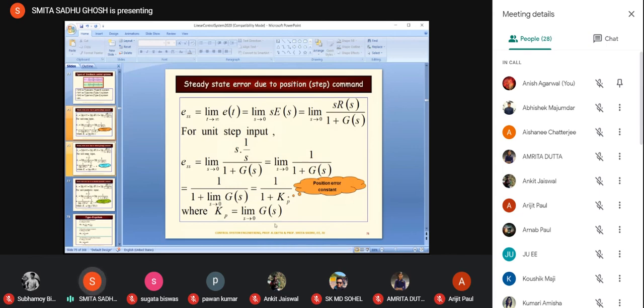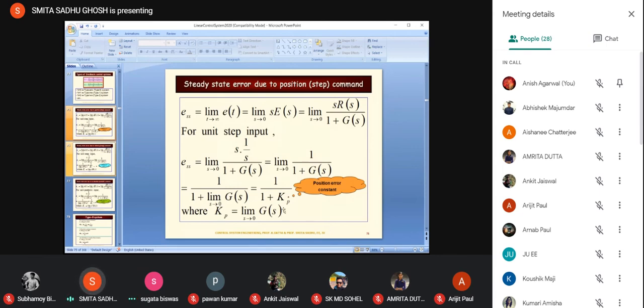Now imagine a case where you have a type 0 system. A type 0 system would be, say for example, K by (s plus 1). That is my G(s). G(s) is equal to K by (s plus 1). It is a type 0 system, right?